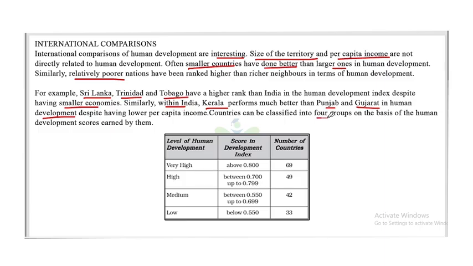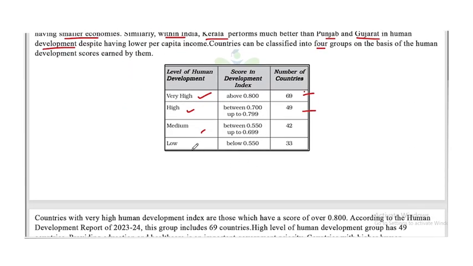Countries can be classified into 4 groups on the basis of human development score earned by them. The first one, very high, is above 0.800. 69 countries are above 0.800, that is very high human development. Second one is high, between 0.700 and 0.799. 49 countries are there. Now medium, between 0.550 and 0.699, that is 42 countries. And finally low, below 0.550, that is 33 countries.